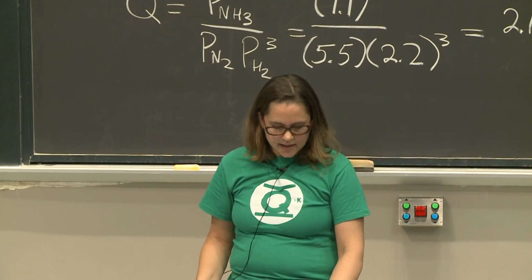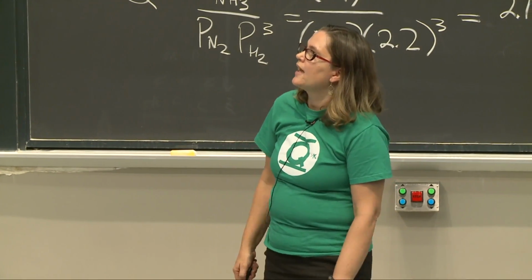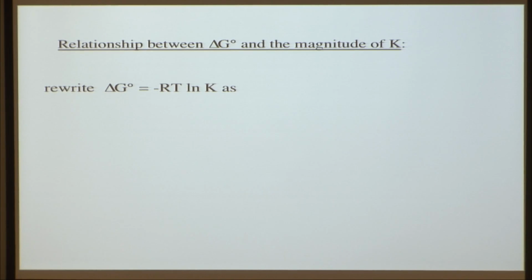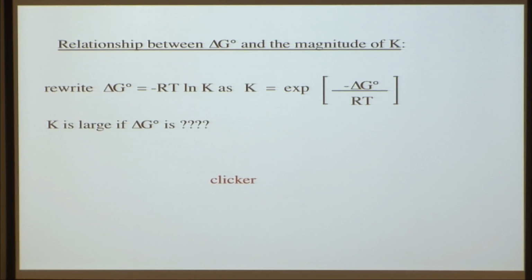All right, so now let's think about the relationship again between delta G naught and K. So here is our expression we saw before. We can also rewrite this to solve for K. So sometimes you will be given information about delta G naught and asked to calculate a K at a particular temperature. But we can also think about what we would expect. So if K is large, what is going to be true about delta G naught? And so why don't you tell me what you think?